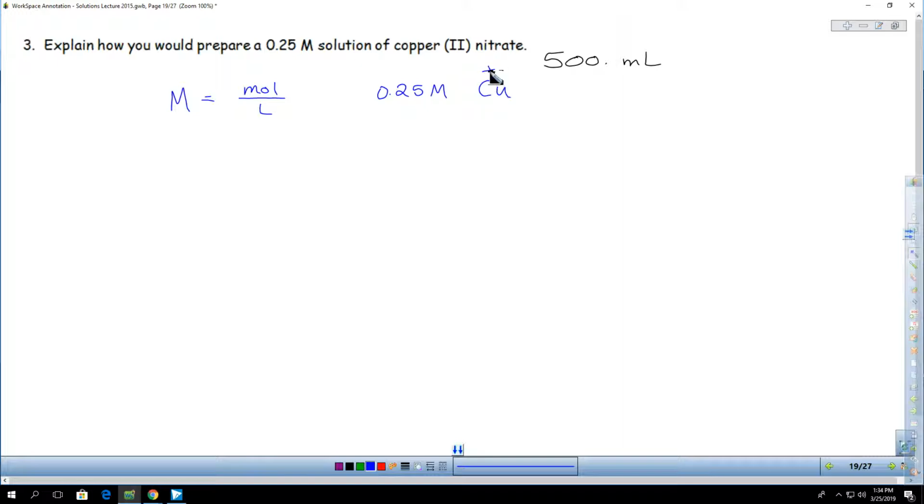Copper 2 nitrate, meaning copper's plus 2. NO3 is the nitrate ion, minus 1. So I'll need 2 of those. All right, molarity equals, I don't know the moles, but I do know the volume. I want 500 milliliters, but that would need to be used then as 0.5 liters. So if I cross multiply, that gives me about a big fat 0.125 moles.